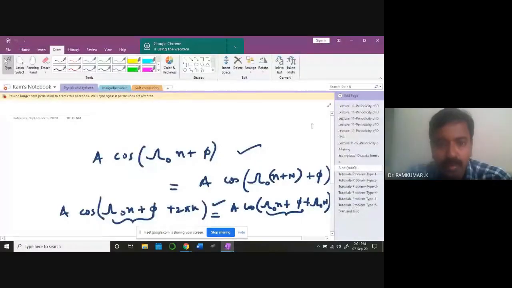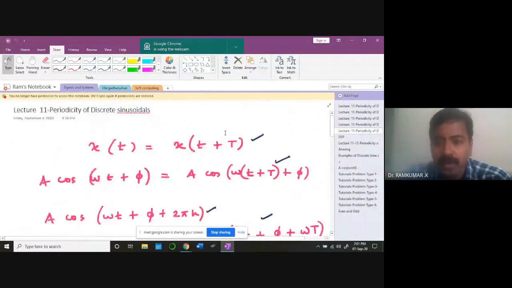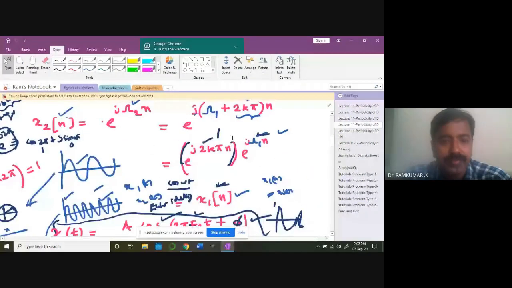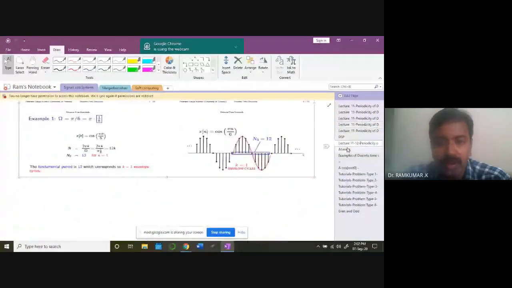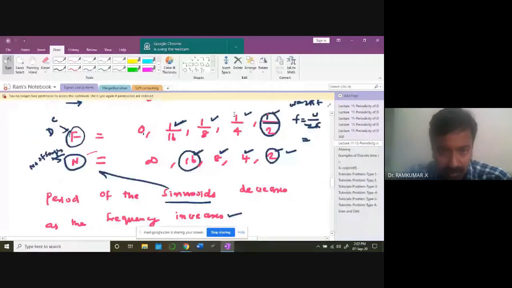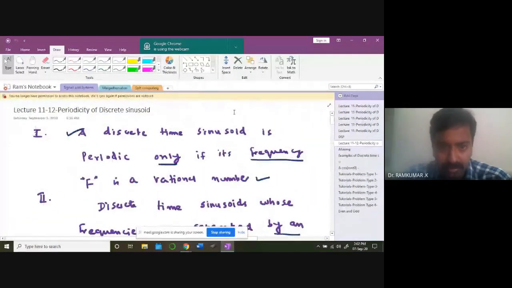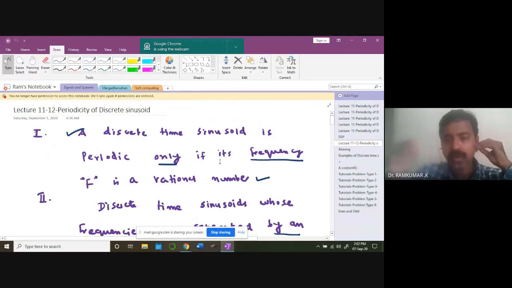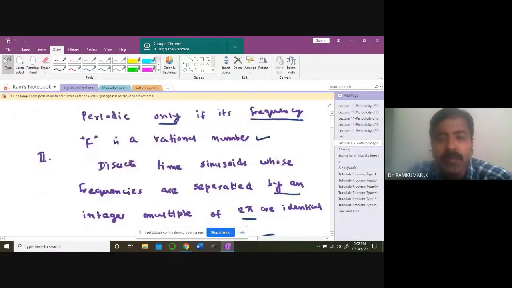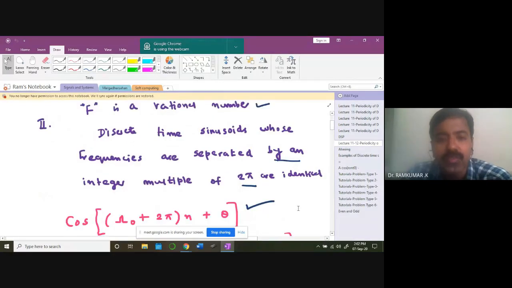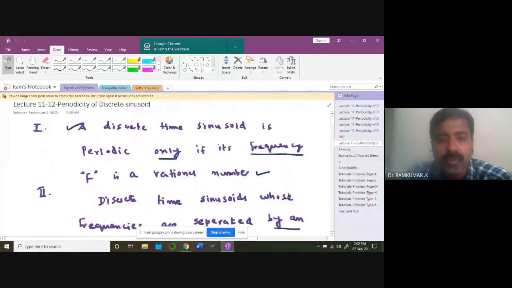So last class we learned about some key properties of discrete time sinusoids. I hope you can recall some of the key properties of sinusoids. A discrete time sinusoid is periodic only if its frequency f is a rational number. Discrete time sinusoids whose frequencies are separated by an integer multiple of 2 pi are identical. These two properties are important for discrete time sinusoids.